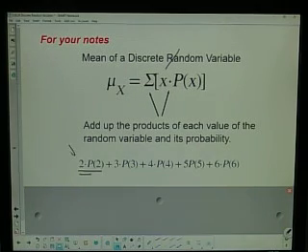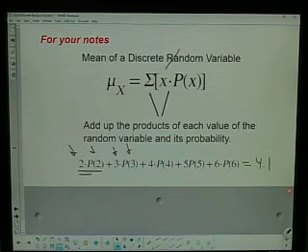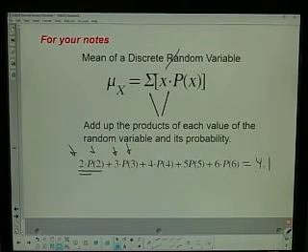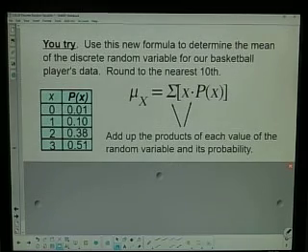You had a 2 in your data. You times it by its probability. You had a 3 in the data. You times it by its probability. A 4, a 5, a 6, and you add all that up, and you will get the 4.1. That's what this formula is saying for finding the mean of a discrete random variable. That being said, let's see if you can use the formula to try this one on your own. Go ahead and pause the video.